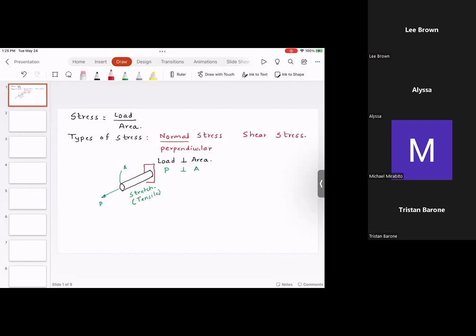And alternatively, you can have the load that could be compressive. So something like this. So this is compressive load.